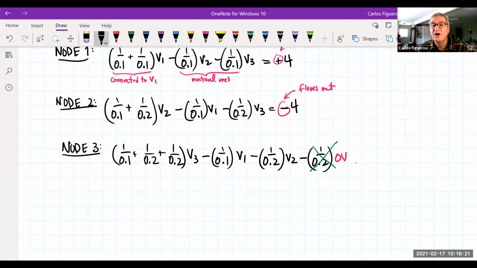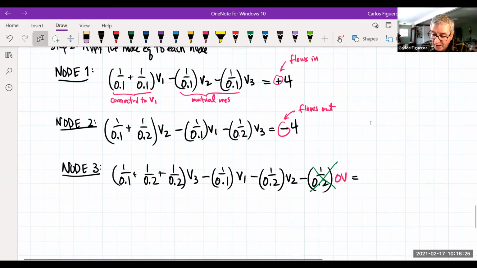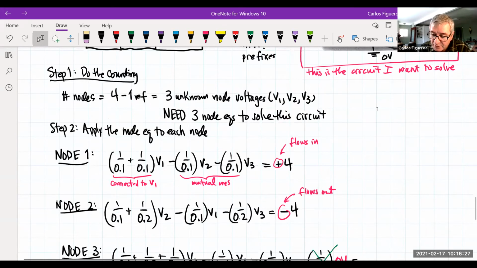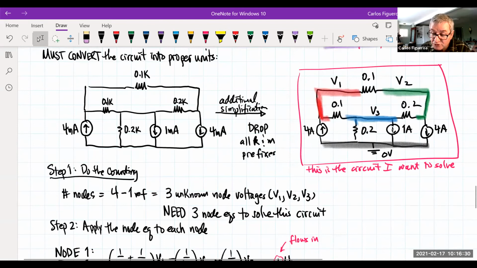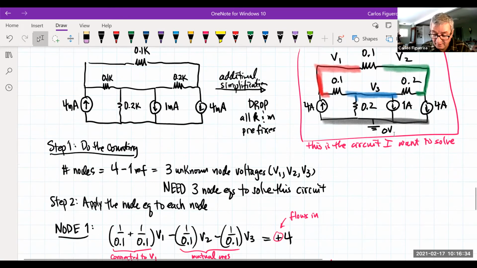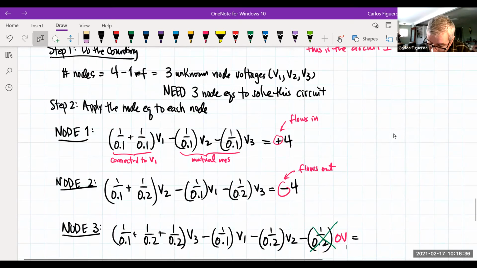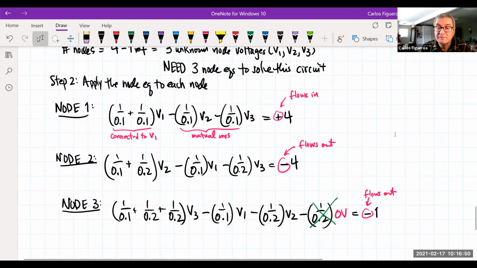And then I ask, what about the current sources? Check out the current sources. Look at the blue. Are there any current sources connected to the blue? There's one. It's flowing where? Out. So therefore, I come in and I write -1. And again, that's the sign because it does what? It flows out of the node.